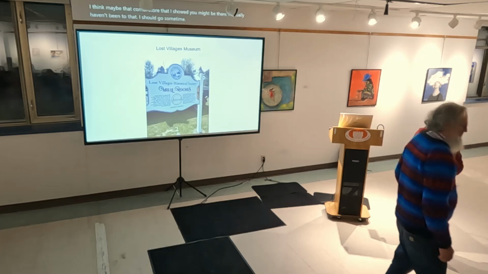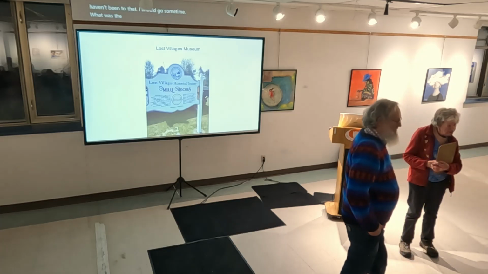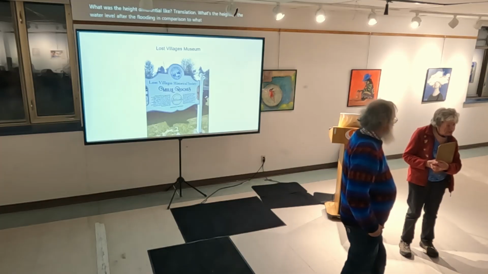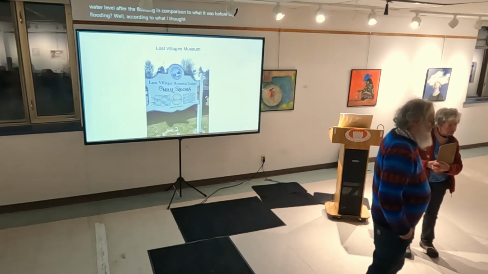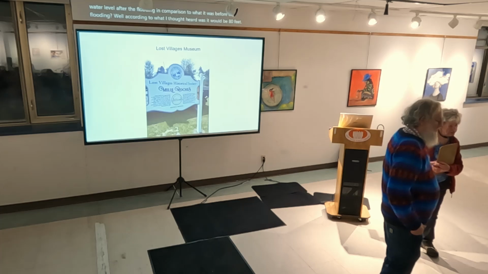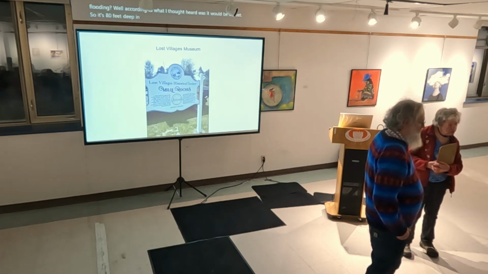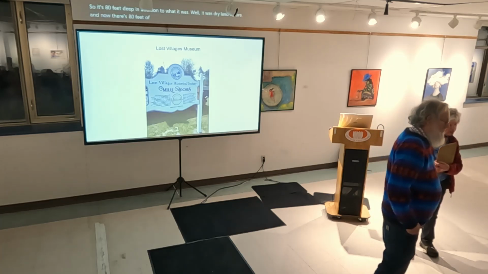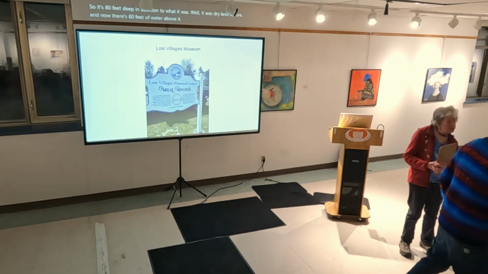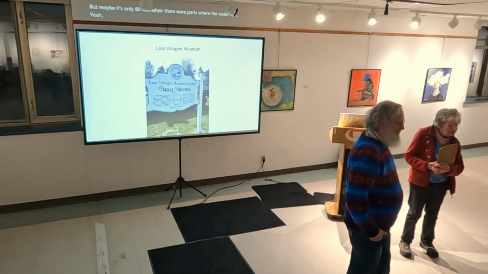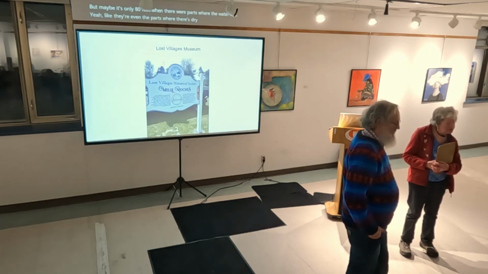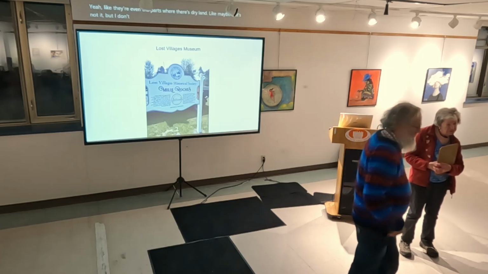Well, what's the height of the water level after the flooding in comparison to what it was before the flooding? Well, according to what I heard, it would be 80 feet. So it's 80 feet deep in addition to what it was before? Well, it was dry land before, and now there's 80 feet of water above it. But maybe it's only 80 feet where the water was. Like even the parts where there's dry land, maybe that's not 80 feet. I don't know. I'm not too good with the numbers.